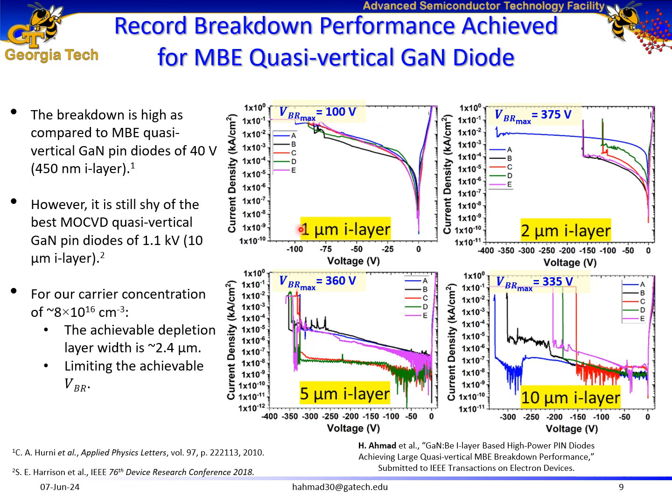In this slide, I have shown the JV characteristics of my pin diodes for eye layer thicknesses of 1 micron, 2 micron, 5 microns, and 10 microns. And I've shown the maximum breakdown performances of each individual kind of devices as well. And the maximum breakdown voltage of 375 is a record breakdown voltage for gallium nitride based pin diodes grown via molecular beam epitaxy.